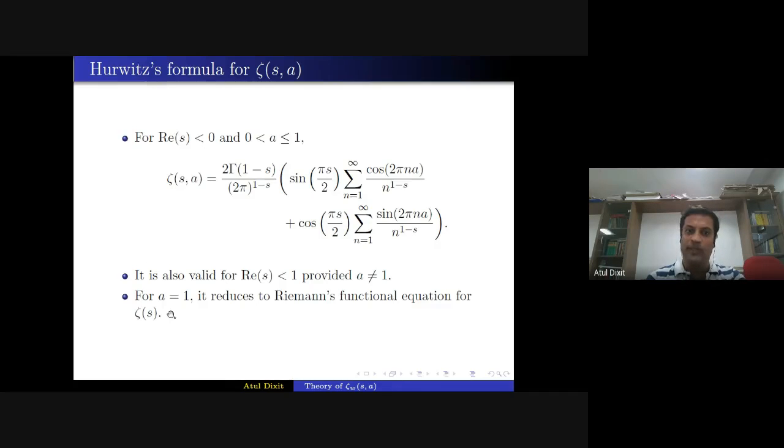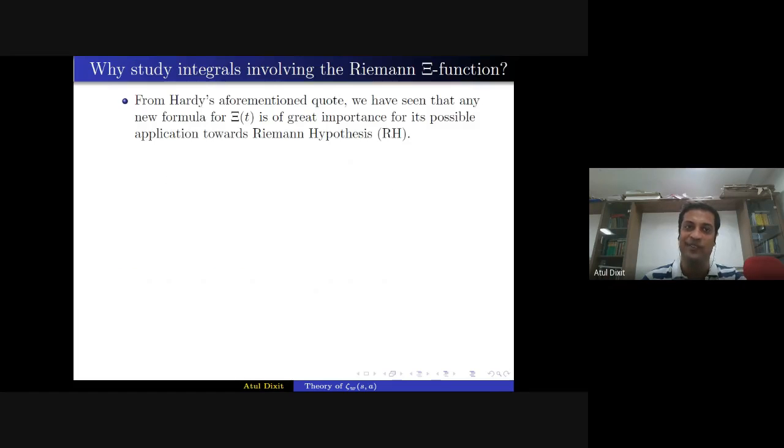For a equal to 1, at least in the case when real s is less than 0, one can see that this reduces to the functional equation of the Riemann zeta function, not the symmetric version, but the asymmetric version, because this series just vanishes, and here you get the Riemann zeta function. Okay, so that's basically the background regarding Hurwitz's zeta function.